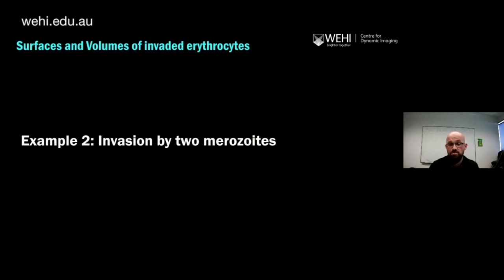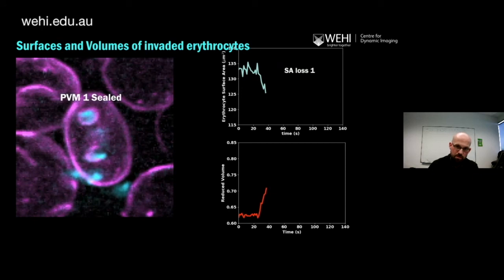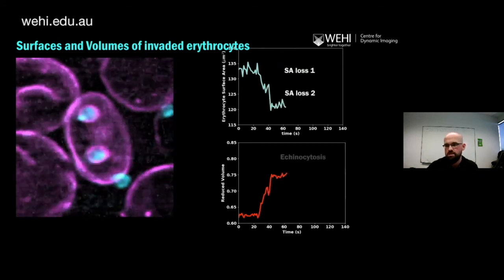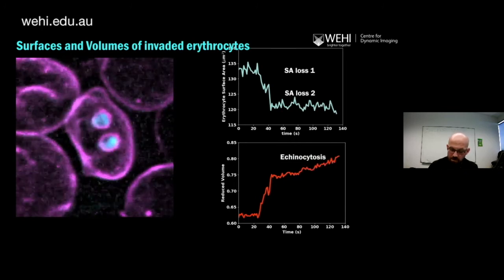Sometimes a cell can be invaded by more than one parasite. So here we have one parasite invading, we've got one stepwise change, and then the next parasite comes in and we get a second stepwise change. So we thought, yeah, this is pretty clear. It's pinching off quite a bit of the host cell.